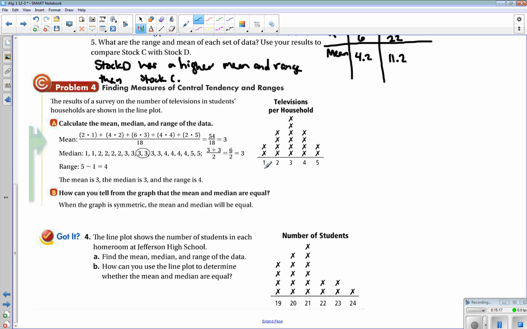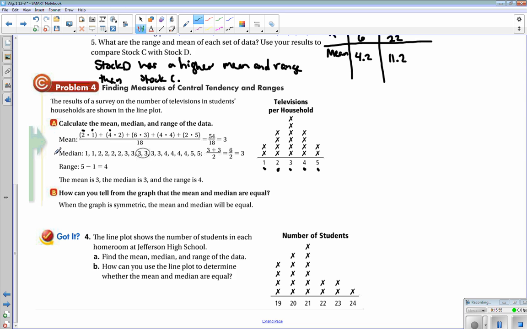When we're looking at our data, we have 2 number ones, so we're going to go 2 times 1. Wonder how many households have 2 televisions. There are 4 households with 2 televisions, so it's going to be 4 times 2. There's 6 in the 3 column, 4 in the 4 column, and 2 in the 5 column. So when you're looking at the mean, instead of adding 4 2's, you can just go 4 times 2, and it's supposed to simplify your calculations.